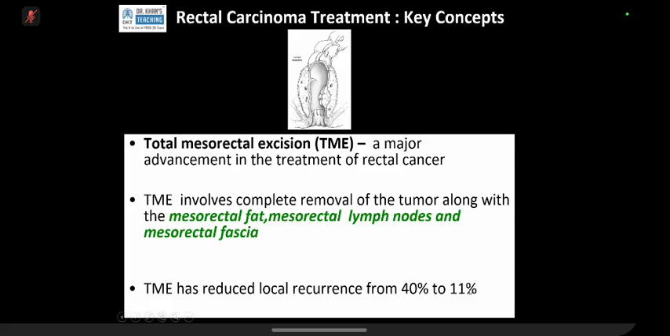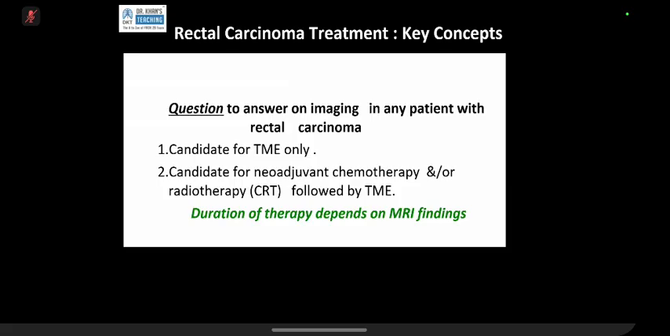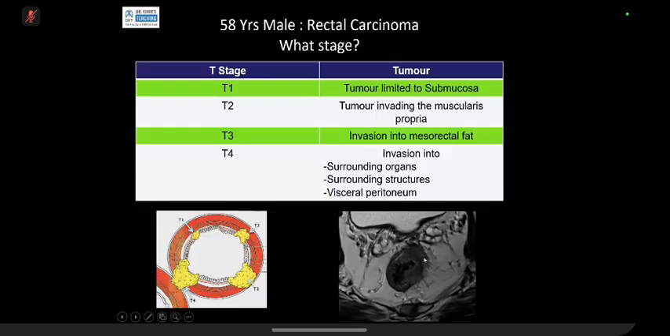So if a tumor is going and touching the mesorectal fascia, I'm using a histology term, the circumferential resection margin is positive, because they will remove it and the tumor is coming till the edge. You don't know if it has gone beyond, right? So this is the classification. This is the T3 tumor, which goes into the mesorectal fat. Is it touching the mesorectal fascia?